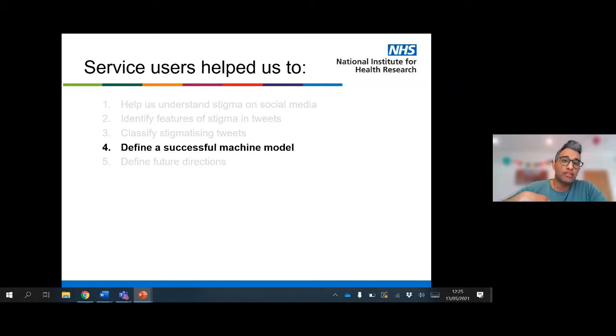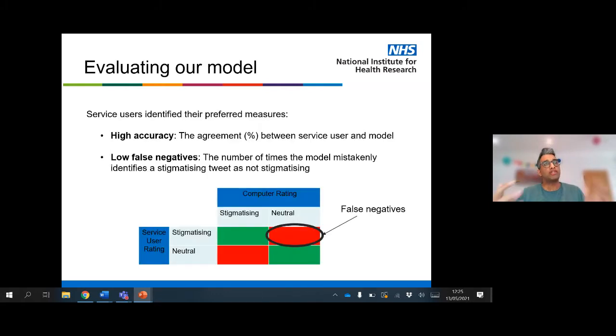And then we go back to the YPAG and say, okay, look, I've done these ratings and created a machine learning model, and there's several ways to evaluate a model. There's all these metrics and all this other stuff you can do. What's important to you? In a meeting, I explain things like accuracy of a model. I'm not going to go into detail here, but after this conversation, what service users preferred was that they like high accuracy, so the agreement between service users and the model.